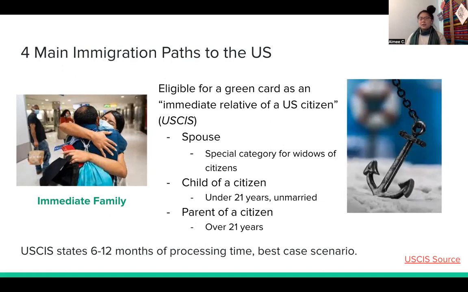The USCIS on their website states that you can expect 6 to 12 months of processing time for these visas. Best case scenario, right? No backlogs, no COVID, no other crises going on in the world.